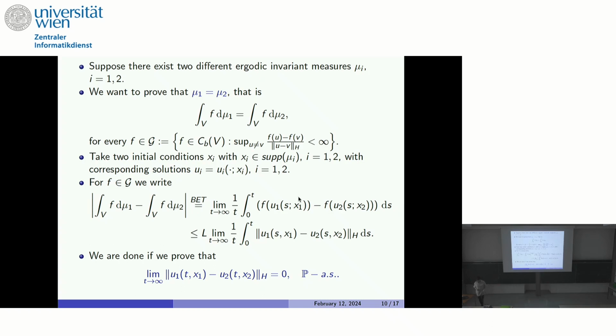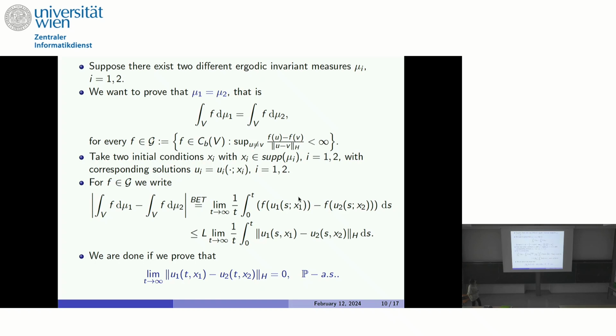So it is actually enough to consider a weaker norm. We consider bounded functions in V, but the Lipschitz property is taken with respect to the H norm. And this is a determining set for the invariant measure. So we take two initial conditions that belong to the supports of the two invariant measures, and we consider the solution processes starting from these initial conditions, and I will call them u_i. And so we want to prove that this equality holds true, so we consider the difference of these two integrals.